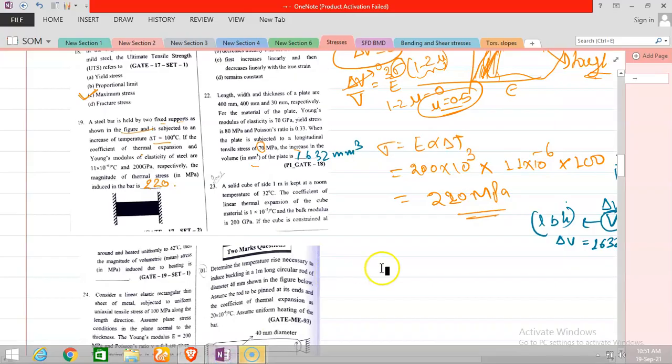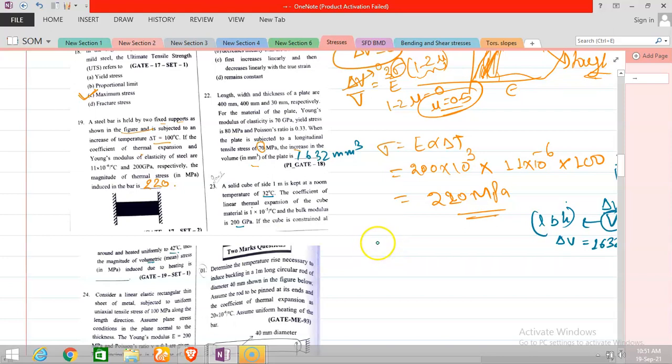Now I will just complete the stress portion. A solid cube of side 1 meter is kept at a room temperature of 32 degrees Celsius. The coefficient of thermal expansion and the bulk modulus are given. If the cube is constrained all around and heated uniformly to 42 degrees Celsius, then the magnitude of the volumetric stress induced due to heating is.